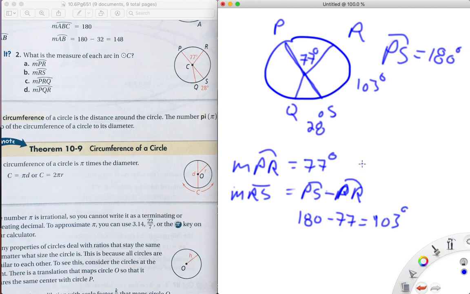So measurement of PRQ. So P, R, and Q. If I wanted to find that, I'm just going to add these three up together. So 77 plus 103 plus 28. So the measurement of PRQ is going to be 77 plus 103 plus 28. Or you could say 180 plus 28, which is 208 degrees.